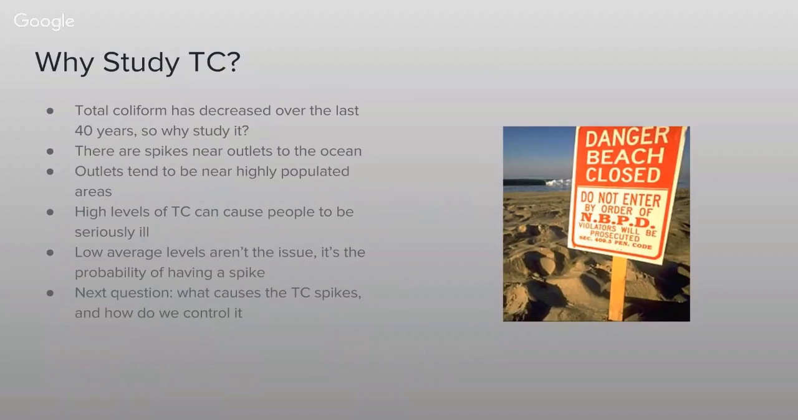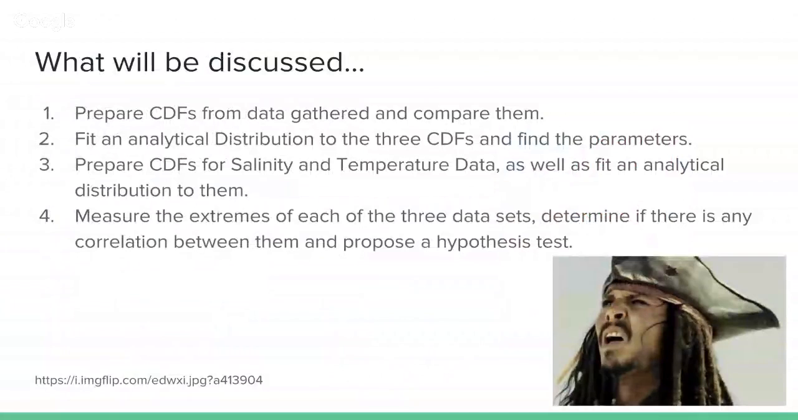Well, if you actually look at the past 40 years, the total coliform levels have been decreasing. But what we have been finding is there are spikes near outlets to the ocean, like the Santa Ana River. These outlets tend to be in highly populated areas like Huntington Beach, and high TC levels can cause people to get sick. So it's not really the low average yearly or monthly levels we're concerned about, it's the spikes and the probability of having a spike. So the next question is, what causes these TC spikes and how do we control it?